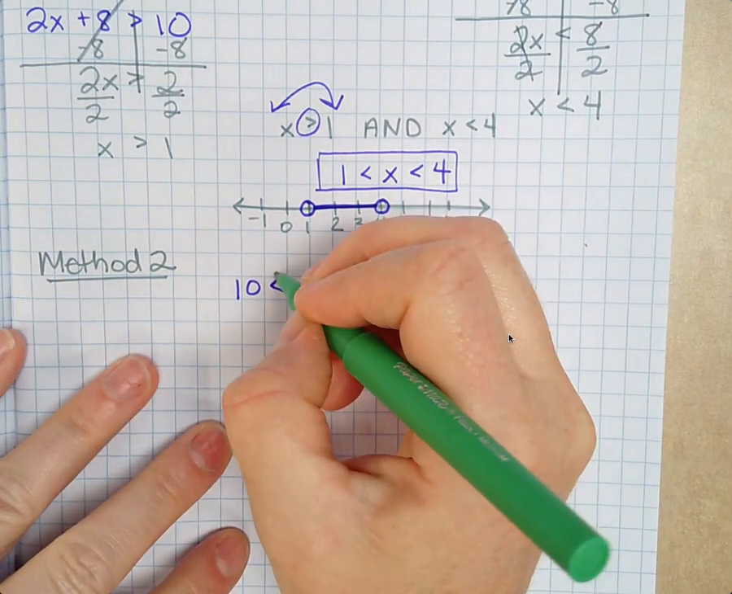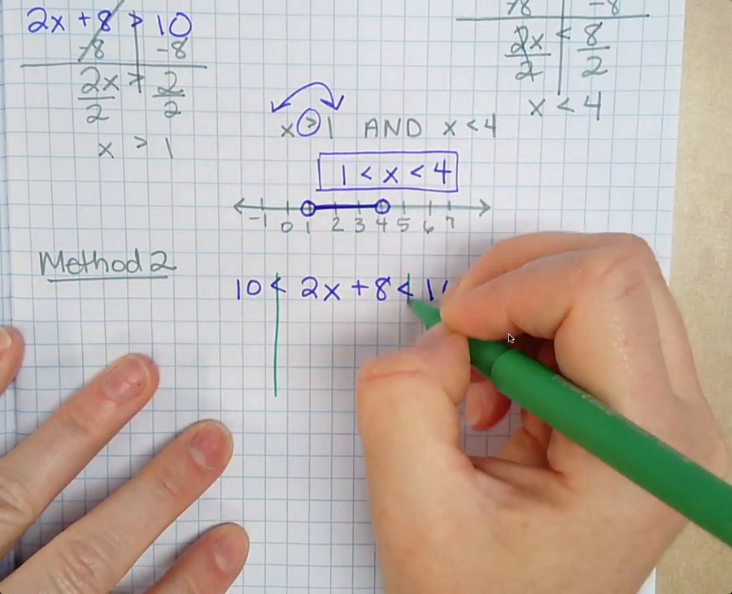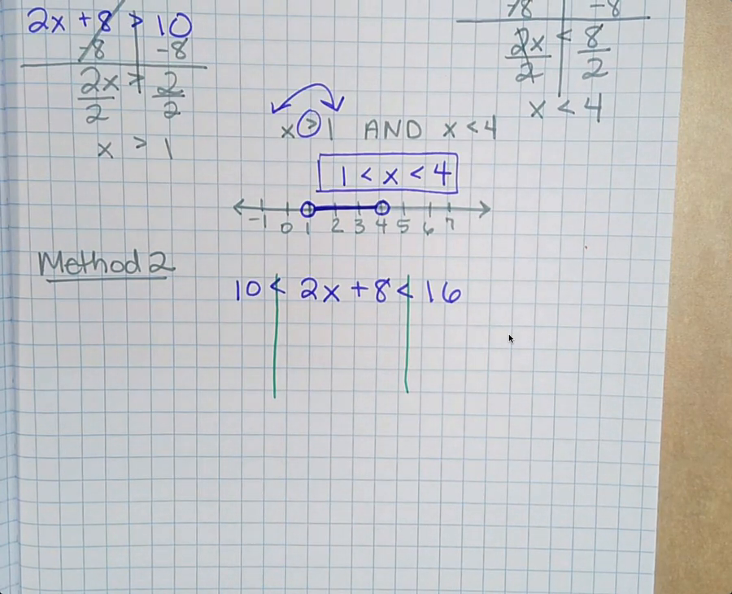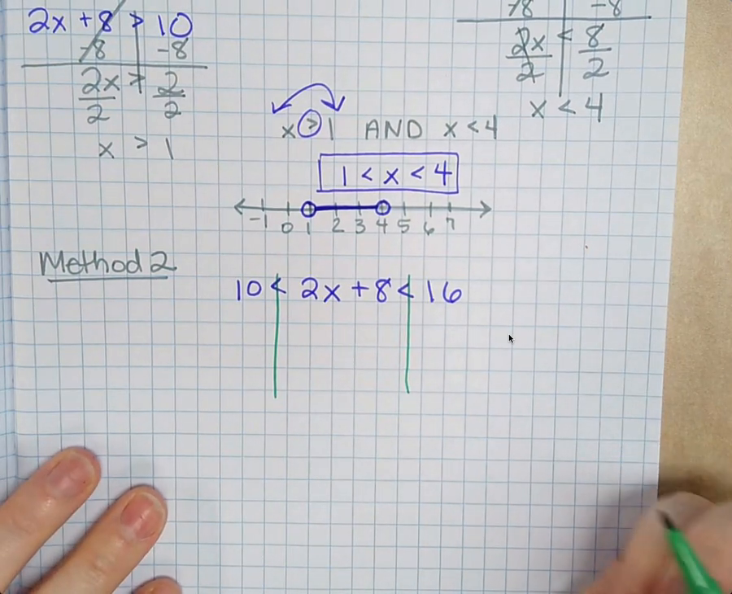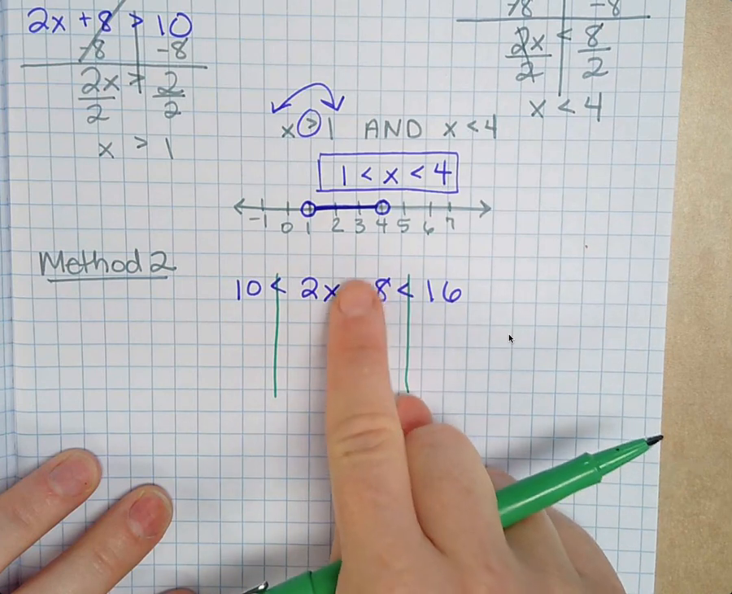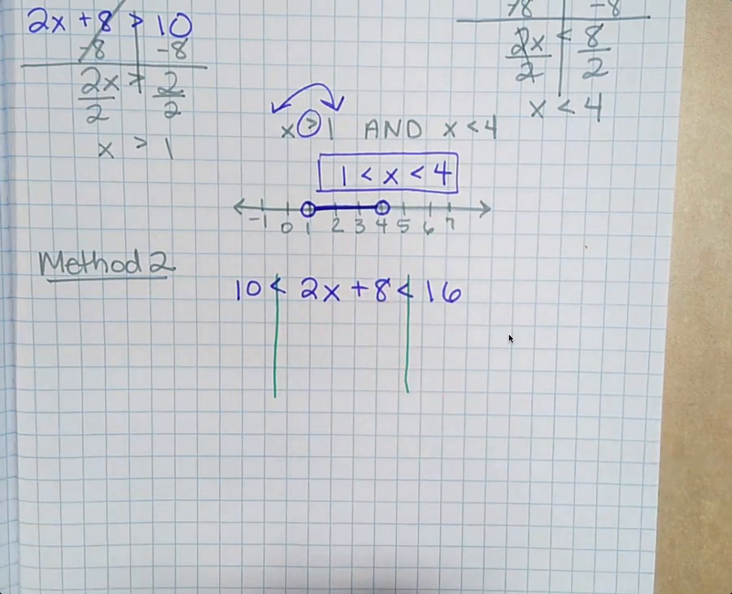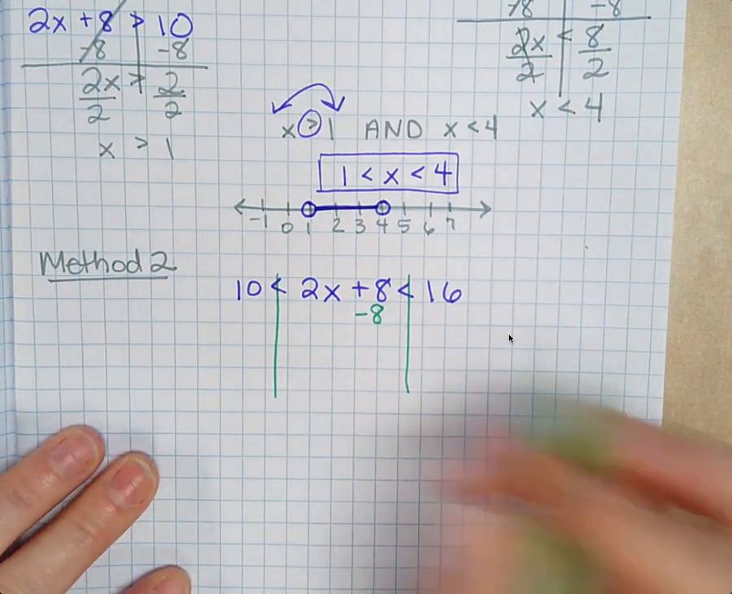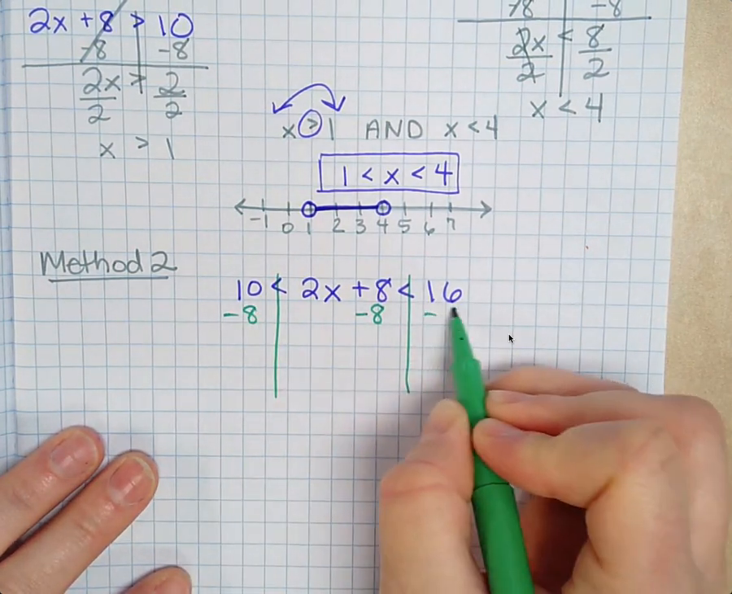So basically you have 3 parts. So draw a line down your inequalities. Whatever you do to one side, you have to do to all the sides. So I need to get x by itself in the middle. So I need to move this plus 8 out of there. So if I do minus 8 in the middle, I have to do minus 8 on both sides.